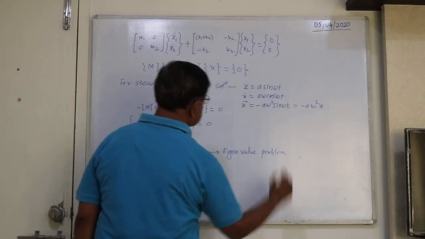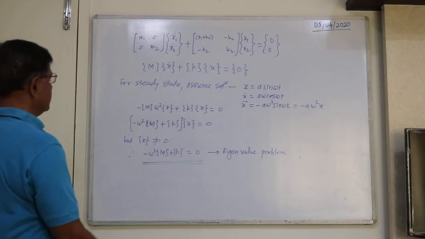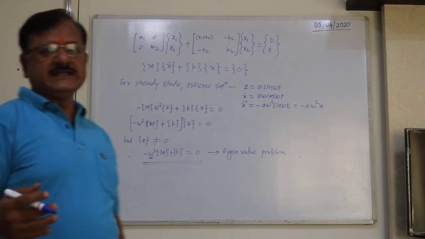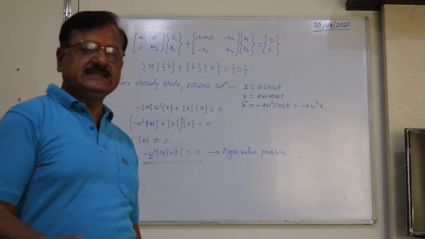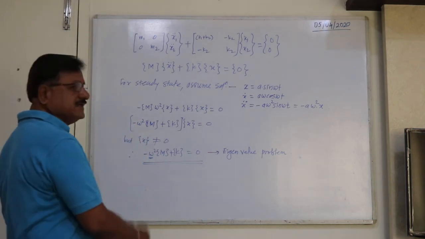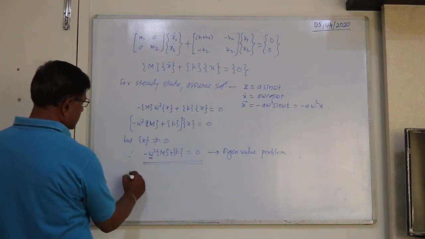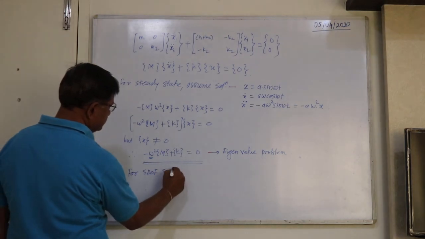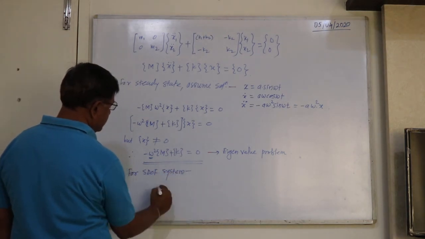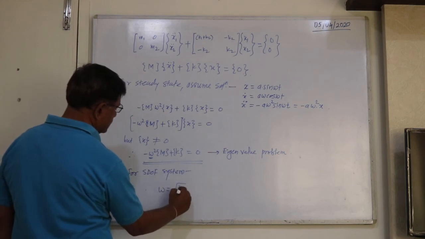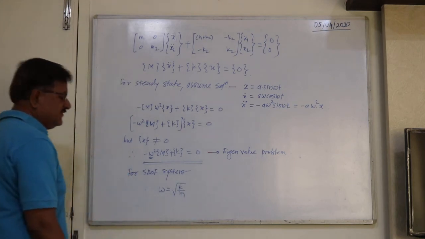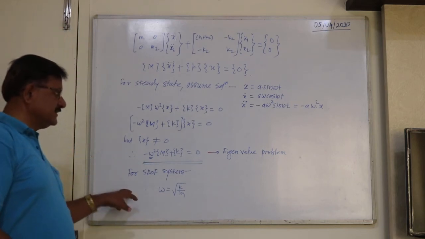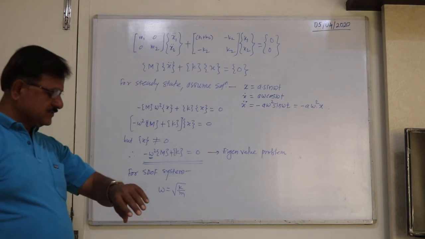Now we have to solve this to find out the frequencies, where omega is the frequency, depending upon the degrees of freedom, whether it is 2 degree, 3 degree, 4 degree. And for a single degree of freedom system, if we solve the above, we will get omega equal to root of k by m. The frequency omega equal to root of k by m is for a single degree of freedom system.